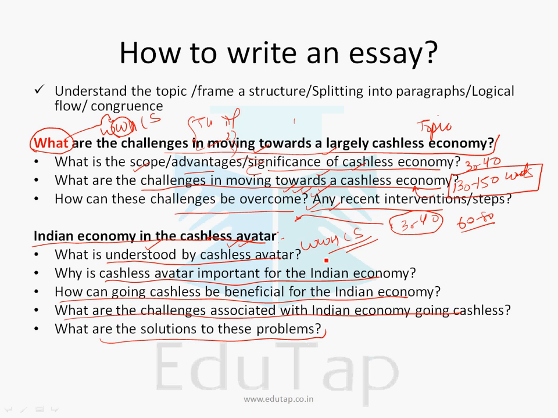So you can cover all these 5 dimensions and you will be answering the topic Indian economy in the cashless avatar. There is no other dimension apart from these 5 dimensions. Once you cover these 5 dimensions, your essay topic is prepared. And this framework can be directly used in the case of statement based topics, and it is also beneficial for question based topics, because in question based topics you already know what question has to be answered. You just have to add 1 or 2 questions so that you are able to make a logical flow of the paragraphs instead of coming to the topic directly.